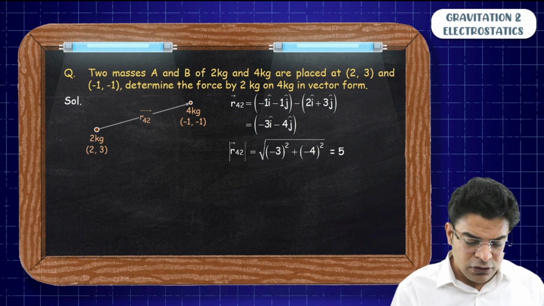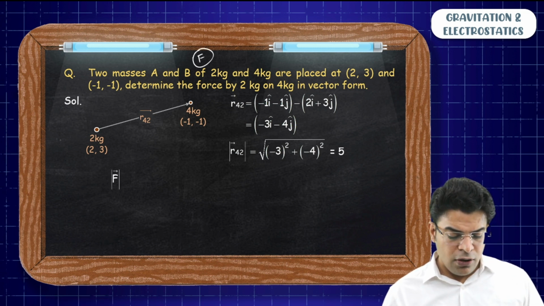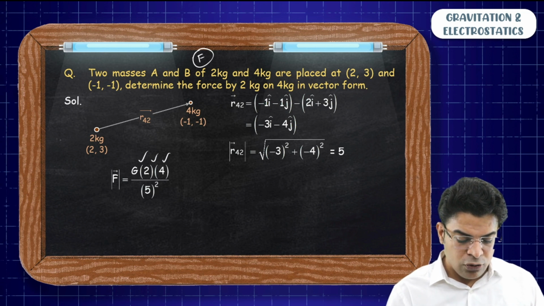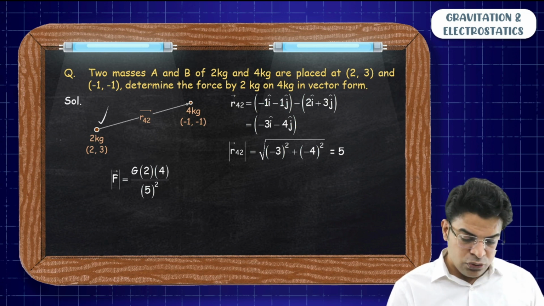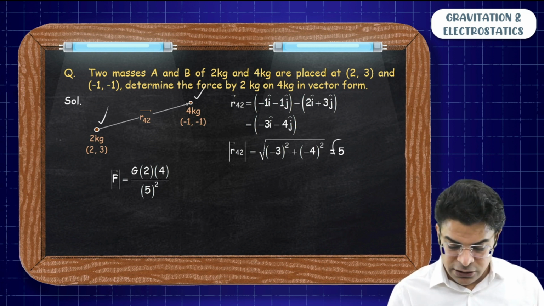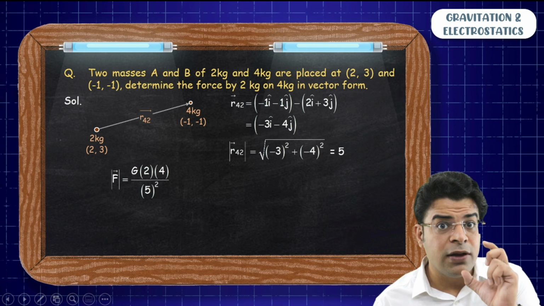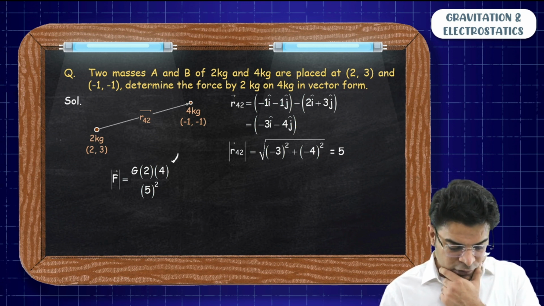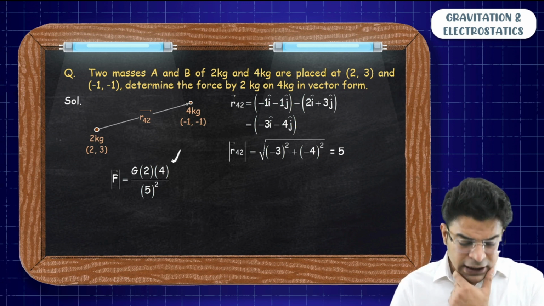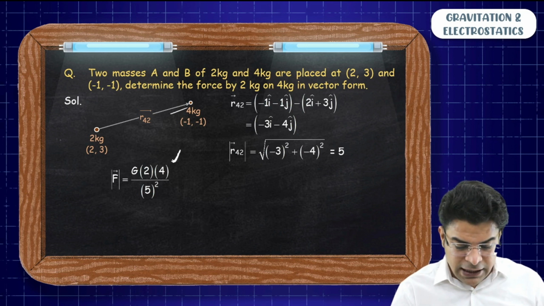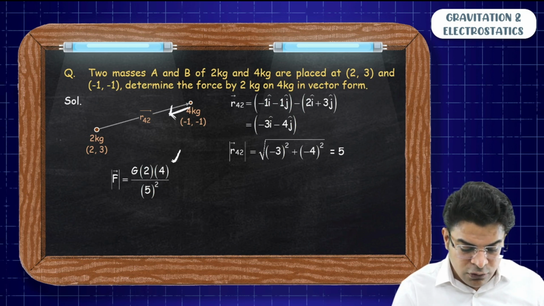Now you can find the magnitude of force. The magnitude of force is G m1 m2 upon r square. The first mass is 2 kg, the second mass is 4 kg, upon the separation between them, 5, whole square. This comes out to be the force. They are asking for the force in vector form. I know the magnitude of force here. I know that the force applied by 2 kg on 4 kg will be attractive in nature, so that force will be towards the 2 kg mass.